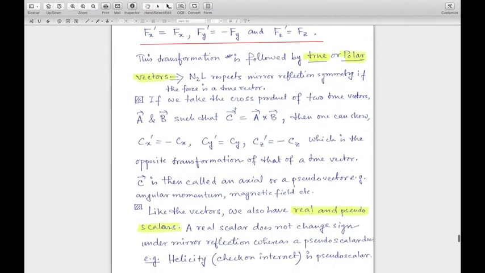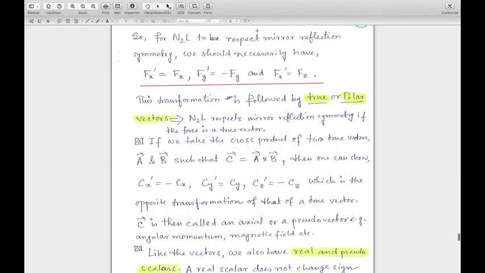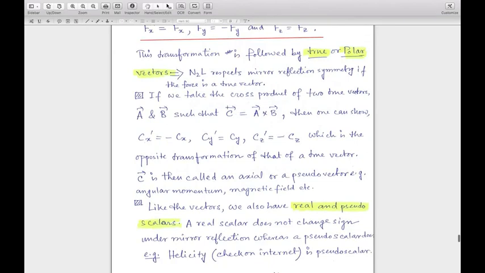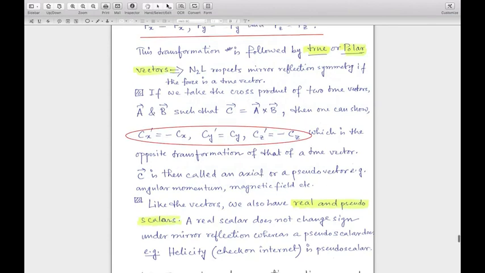Now if we take the cross product of two true vectors, just by expanding the individual vectors and using this transformation rule for the true or polar vectors, you can easily see that for the cross product of those two vectors we get this transformation rule and not the old transformation rule. And this transformation rule is called the transformation for an axial or a pseudo vector.